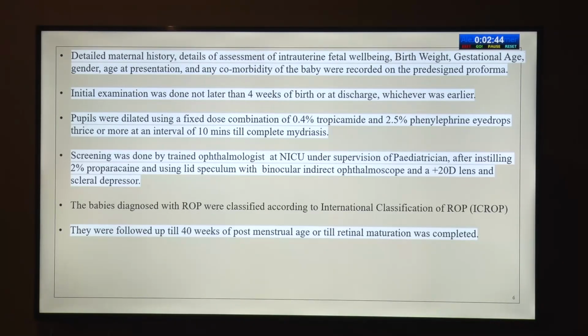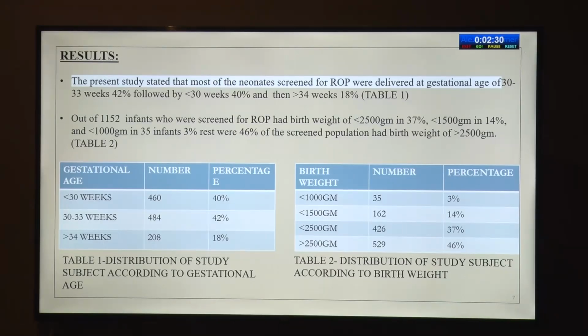Babies diagnosed with ROP were classified according to the international classification of ROP, and they were followed up till 40 weeks of postmenstrual age or till retinal maturation was complete. In our study, out of 1152 infants, 42% babies were born between 30 to 33 weeks. Less than 40% were less than 30 weeks, and 18% were more than 34 weeks. All 1152 infants were screened for ROP.